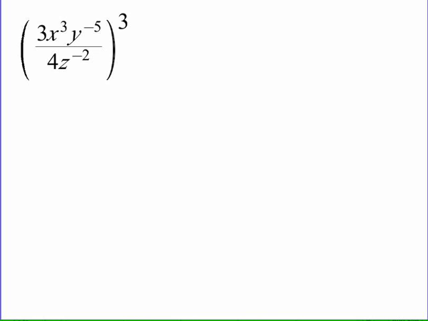Okay, this is the last one I believe before we start looking at distance and slope formulas, and those will finish us out for today. Okay. 3x cubed, y to the -5th over 4z to the -2nd, all cubed. Okay, so what I need to do is what with that cube? Distribute. Here, here, here. And then down below, here, and here.